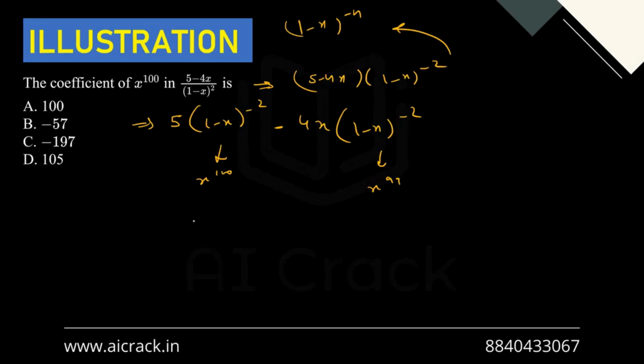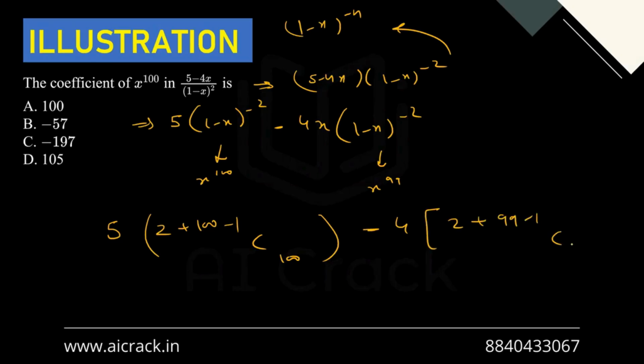So based on our generalization, we studied that if we want to find out the coefficient of x raised to power 100, what we'll be getting is n, that is 2, plus the one which has been asked, 100 minus 1, C 100. So this is the one multiplied by 5. Minus 4 times x is already there. So the coefficient of x raised to power 99 is minus 4 times 2 plus 99 minus 1 C 99. This is the one, right?